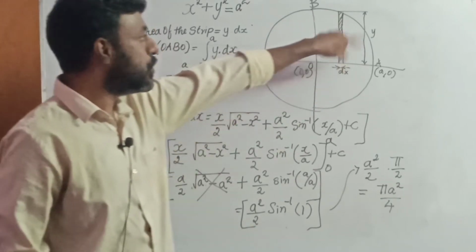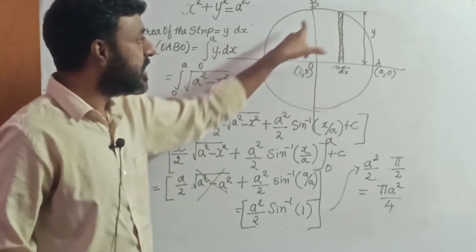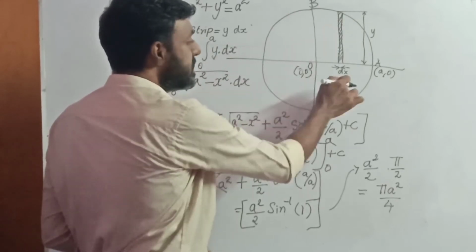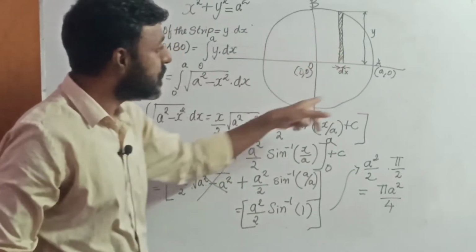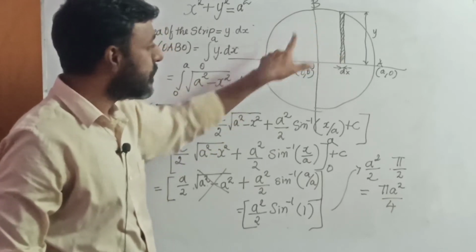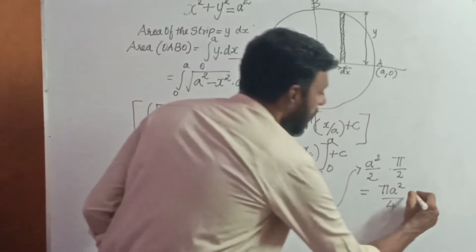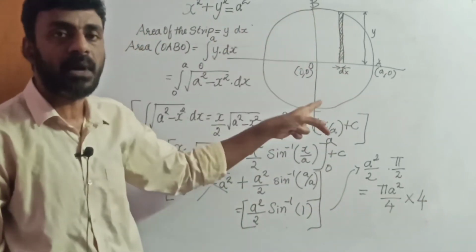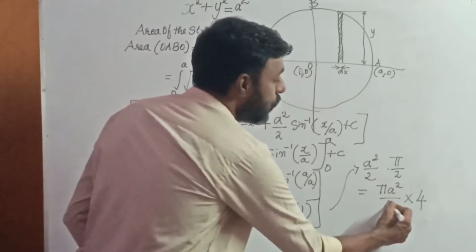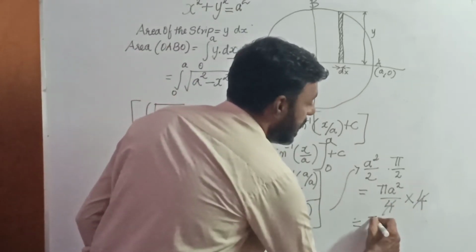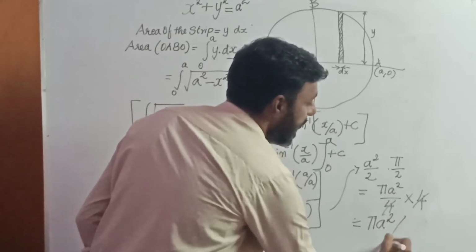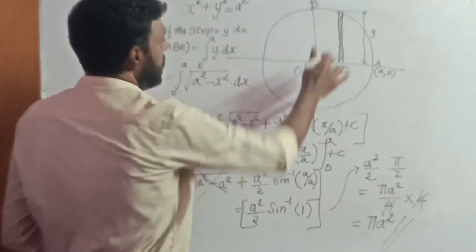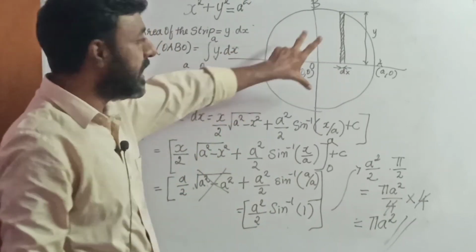But we are interested in finding the region enclosed by the entire circle. The circle has 4 quadrants. So if I want the area of the entire circle, I can multiply by 4 in order to get the entire region bounded by the circle. If I multiply by 4, the 4 gets cancelled. I'll be left with the answer as pi a squared. This is the final result, right? This is the area enclosed by the circle.